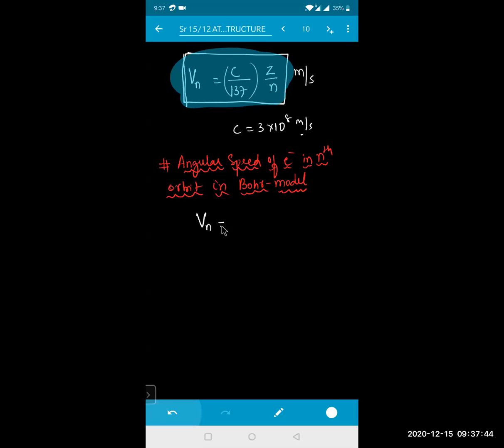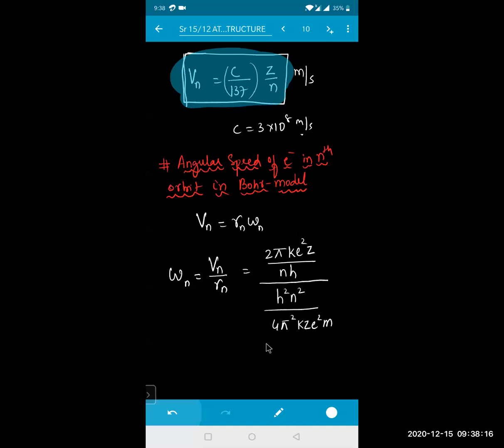Velocity of your nth orbit is equal to radius of your nth orbit into angular velocity of your nth orbit. V is equal to r omega. So we need to calculate angular velocity of the nth orbit. That is Vn divided by Rn. So that is equal to Vn, whose value is 2 pi k e square z divided by n into h, divided by radius of the nth orbit, which is h square into n square divided by 4 pi square k z e square m.